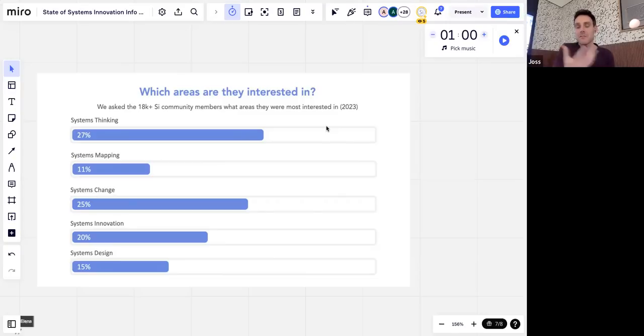The words themselves can tell you the difference, right? System thinking is about thinking, and system change is about changing systems. There's a nuance then between system change and systems innovation, as we looked at, and obviously systems design is coming from design. But as you say, it's not always the case that people understand the difference.